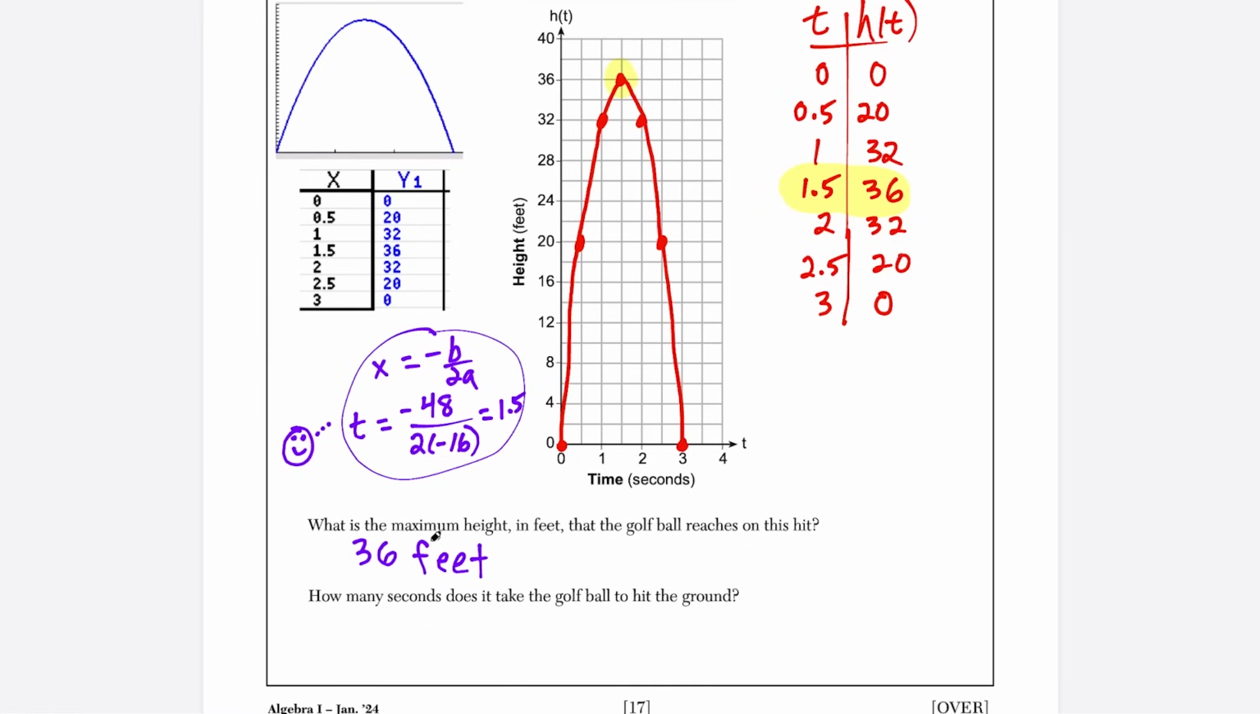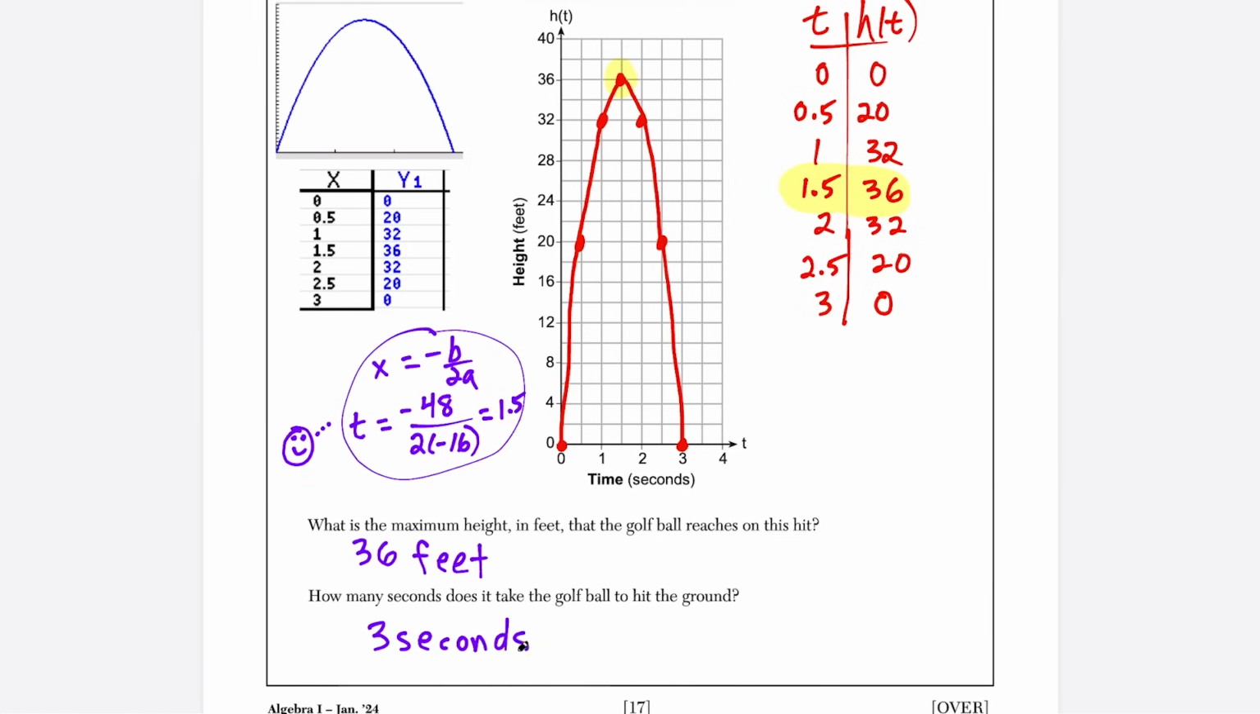Now, the last thing that we have to answer is how many seconds does it take the golf ball to hit the ground? Well, if we look at this graph, it tells a story. At time 0, this is when Laura hits the golf ball. And then the golf ball goes up. And how long does it take for the golf ball to go back to a height of 0? It takes the distance between 0 and 3, so it takes 3 seconds. Okay, so we're just going to say 3 seconds. That's how long it takes for the golf ball to return.